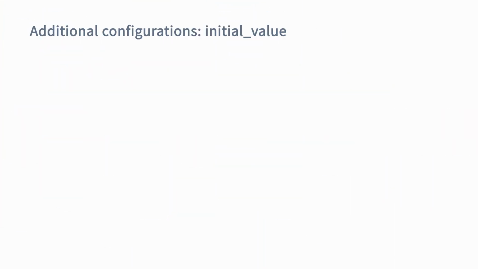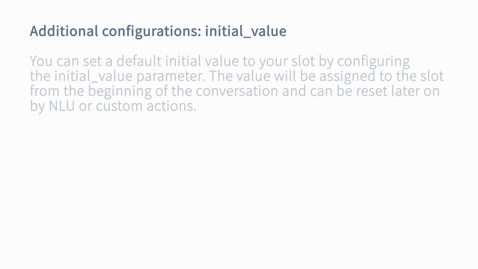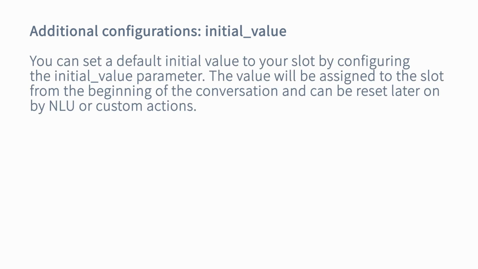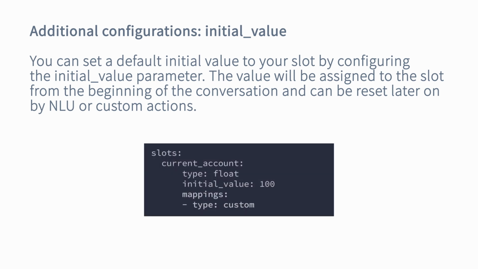An additional configuration that I wanted to cover is a configuration called initial value. With the initial value parameter, you can define a specific initial value that would be assigned to your slot at the beginning of the conversation. This value will stay assigned to your slot until the value of the slot is being reset by NLU or custom actions. The slots stay set until the end of the conversation or until they are reset by the NLU or your custom actions.